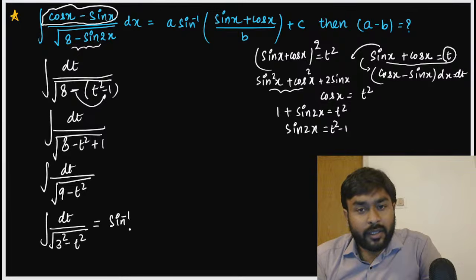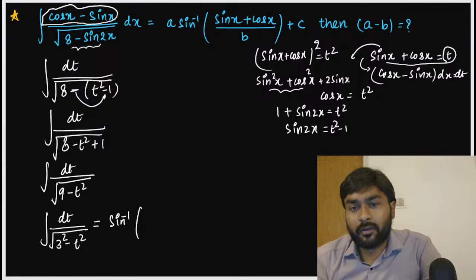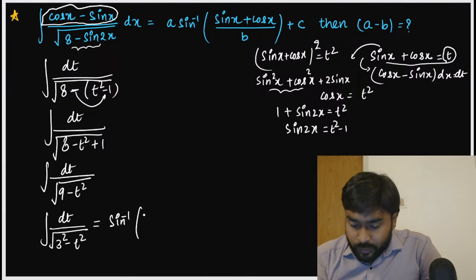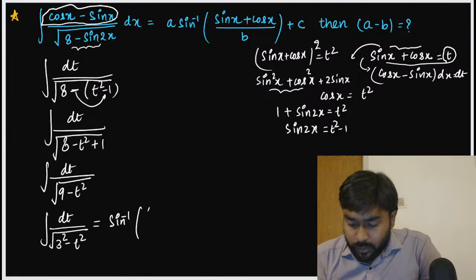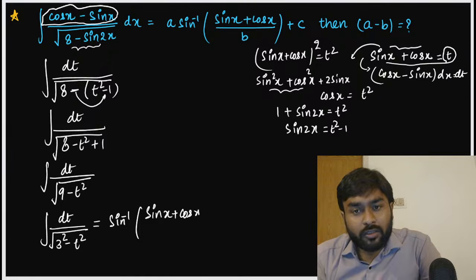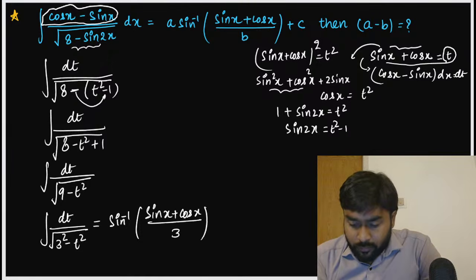So here this will become 3 square minus t square means sine inverse x by a. Sine inverse x. X means what? X means t. So this will become t by 3. T value is this. Sine plus cos. Means sine x plus cos x by 3 you can write. Plus c.